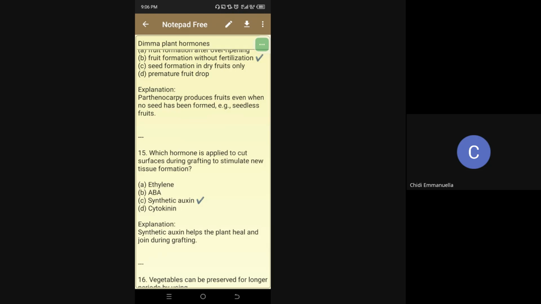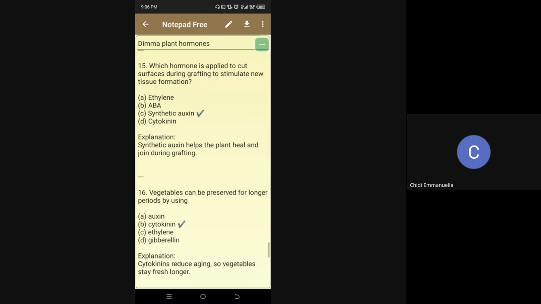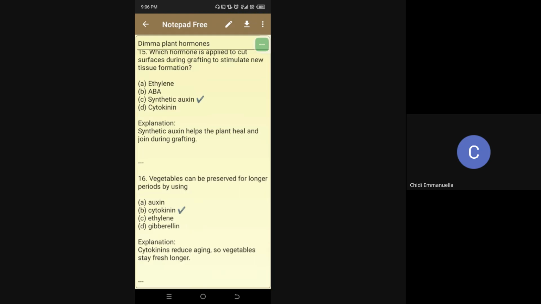Auxin is also applied to make the connection okay. So, which hormone is applied to cut surfaces during grafting to stimulate new tissue formation? And the answer is synthetic auxin. I talked about it in the notes. Explanation: synthetic auxin helps the plant heal and join during grafting.